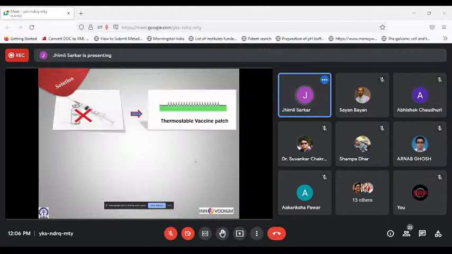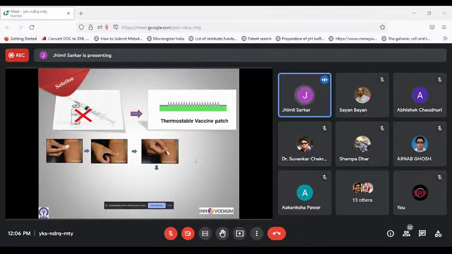Here comes our solution. We propose a thermostable vaccine patch instead of vial and needle. Imagine you have a patch. You apply it on your skin, press it for 30 seconds, remove it, and voila, your vaccination is done. So what values does it add? It doesn't need any cold chain, so your cost is reduced and availability of vaccine in the remotest corners increases. Next, there is no vaccine loss.